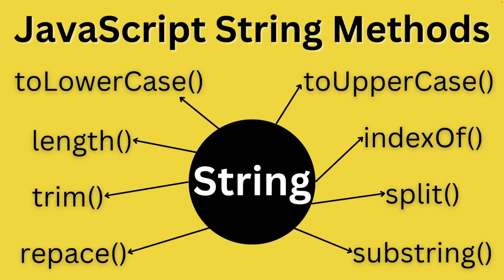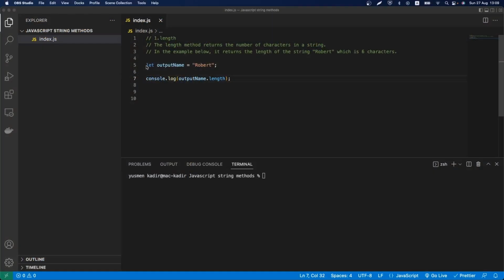Let's start right now. Let's start with the length method. The length method returns the number of characters in a string. In the example below, it returns the length of the string Robert, which is 6 characters. To verify this, let's run this script. As you can see in the console below, the output is 6.